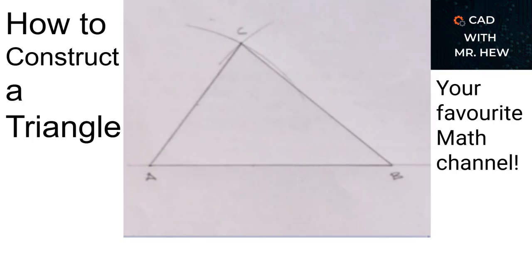We have come to the end of today's video. In today's video, we drew a triangle, and in the next video, we'll be drawing a similar triangle to this triangle, but with a different perimeter on the similar triangle.